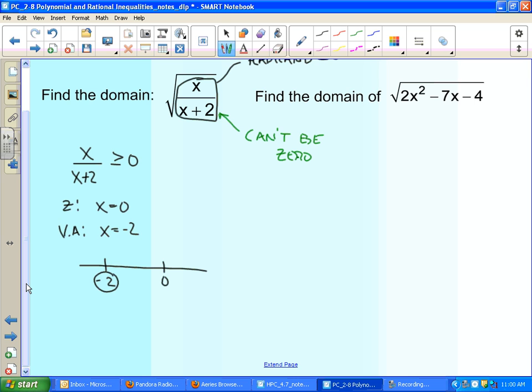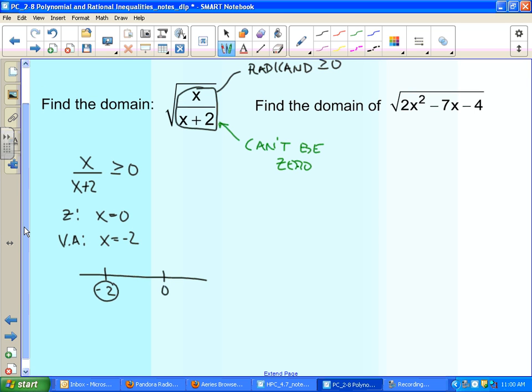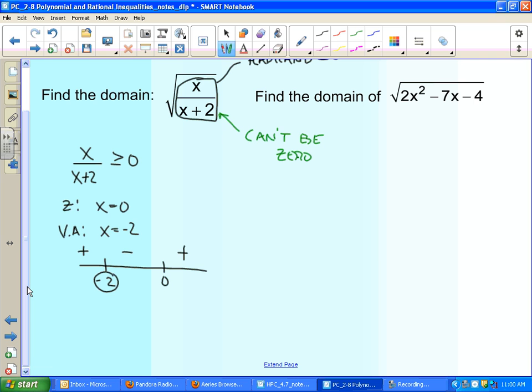So test everything to the left of negative 2. Negative 3: negative over negative, positive. Test negative 1, and you get a negative over a positive. Next test a 1, you get a positive. I'm looking for all the positive values. Going from negative infinity to negative 2, we don't include it. We're going to union that with 0 to infinity.